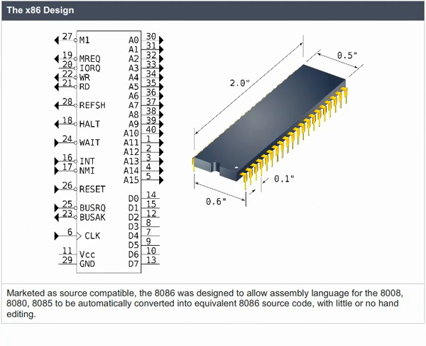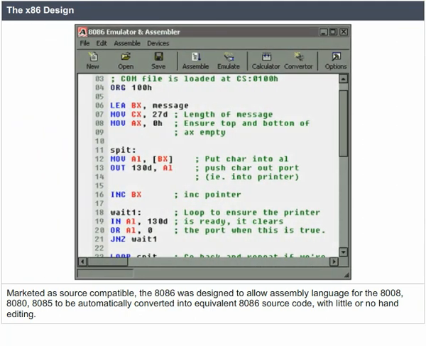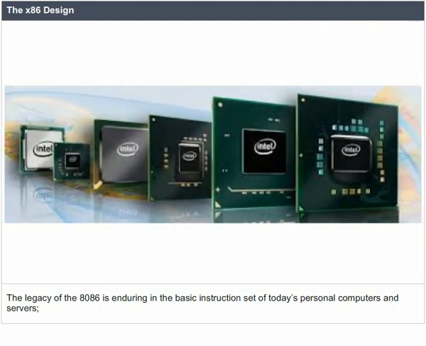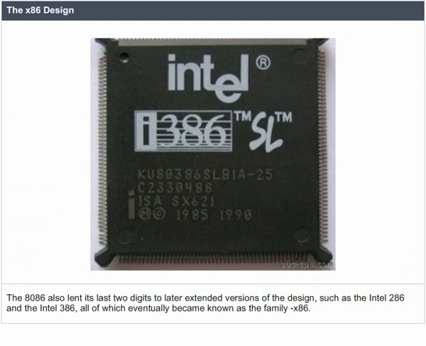Marketed as source compatible, the 8086 was designed to allow assembly language for the 8008, 8080, 8085 to be automatically converted into equivalent 8086 source code with little or no hand editing. The legacy of the 8086 is enduring in the basic instruction set of today's personal computers and servers. The 8086 also lent its last two digits to later extended versions of the design, such as the Intel 286 and the Intel 386, all of which eventually became known as the x86 family.